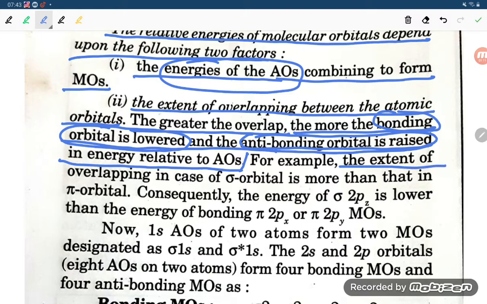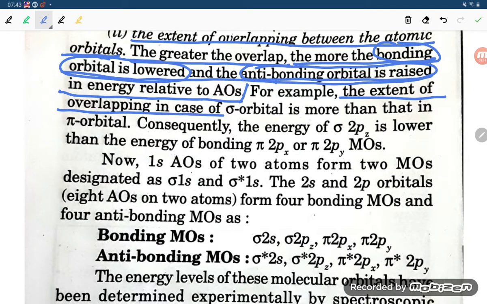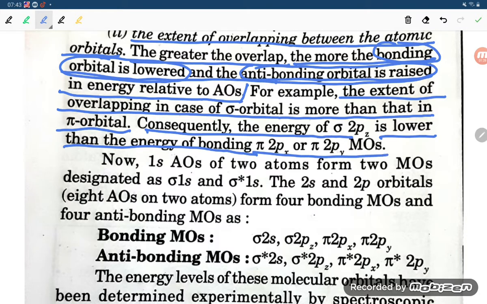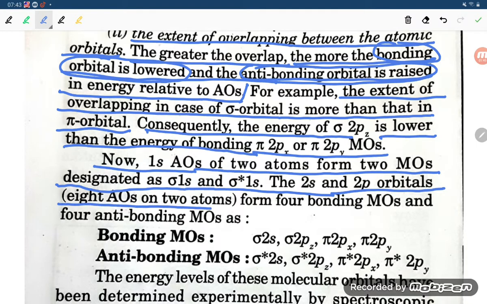For example, the extent of overlapping in the case of a sigma orbital is more than that in a pi orbital. Consequently, the energy of sigma 2pz is lower than the energy of the bonding pi 2px and pi 2py molecular orbitals. Now, the 1s atomic orbitals of two atoms form two molecular orbitals designated as sigma 1s and sigma star 1s. The 2s and 2p orbitals, 8 AOs on two atoms, form 4 bonding and 4 anti-bonding molecular orbitals.